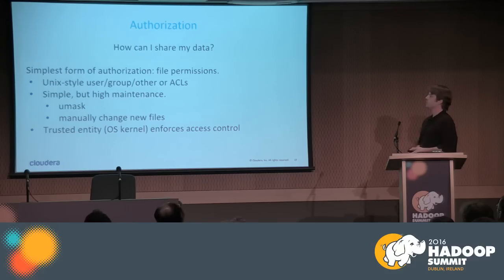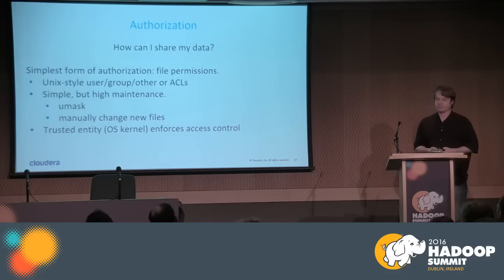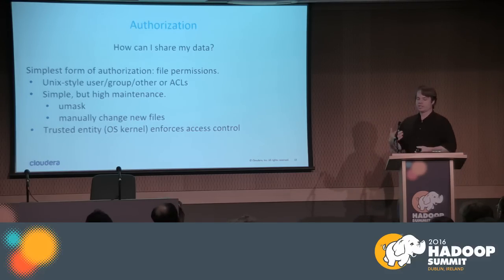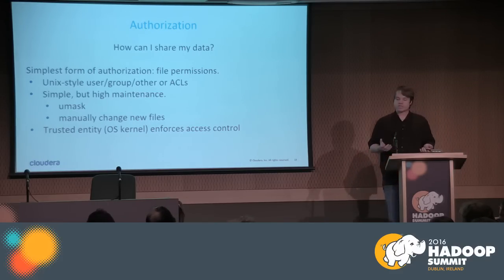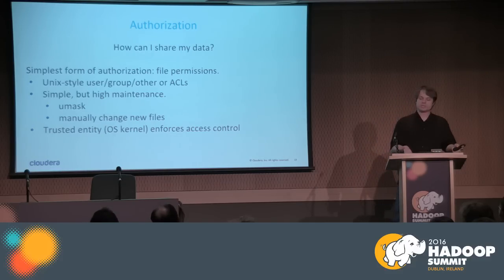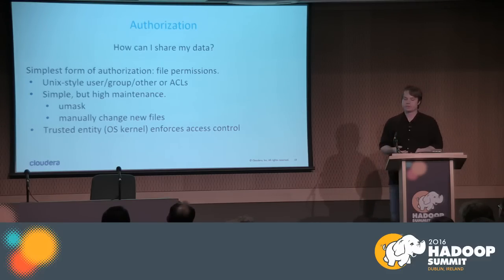If you think about the simplest form of authorization, it's file permissions. It's the thing that every computer user gets introduced to when they start using computers. So things like Unix-style user, group, other access controls, or more featureful ACLs, for example. They're really simple, but they're high maintenance. For example, in Unix, you need to mess with umask if you need some automatic form of setting permissions, and that's very, very basic. Otherwise, you have to manually change every file that you create so that it has proper access controls.